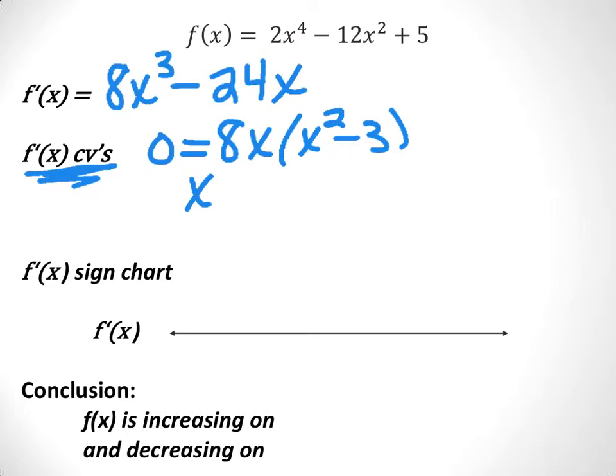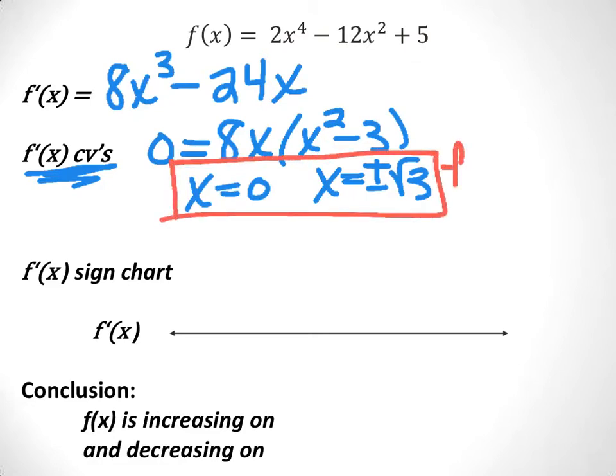So this is telling us x is 0, and on this one, set x squared minus 3 equal to 0, add 3, take the square root of both sides, so you get plus or minus root 3. These are the critical values of the first derivative. So, first derivative critical values.